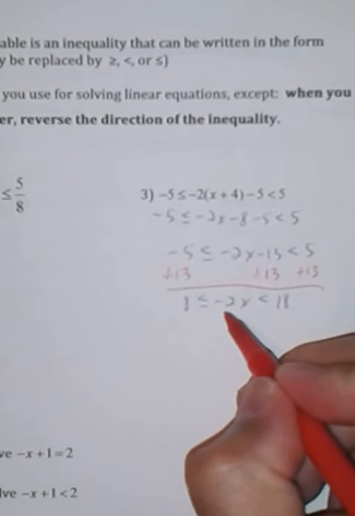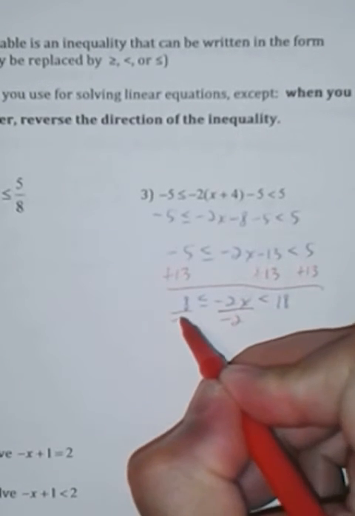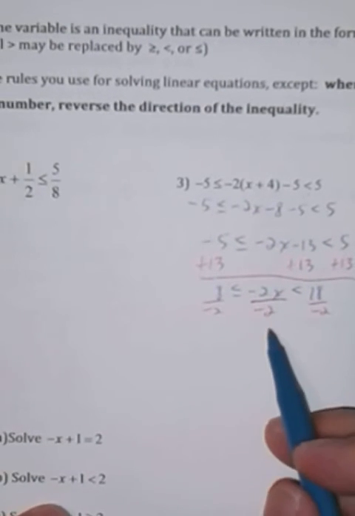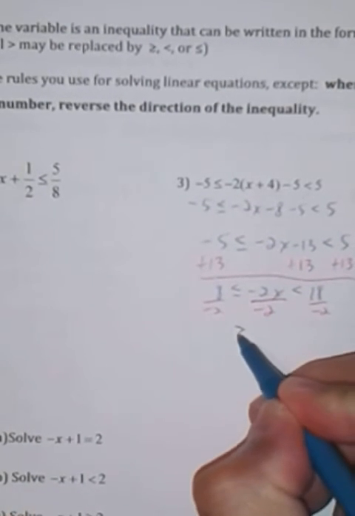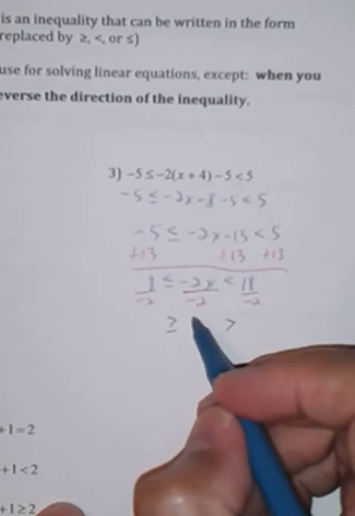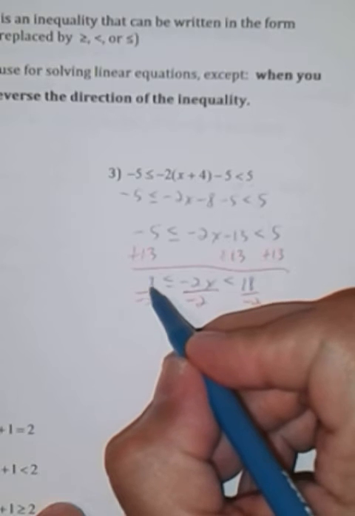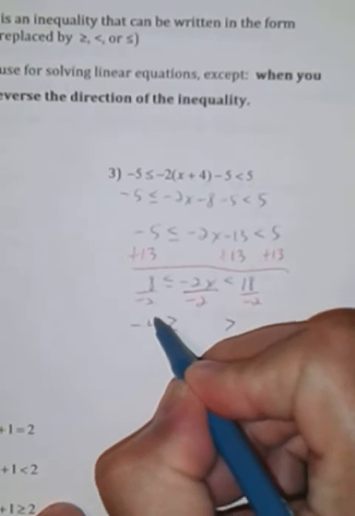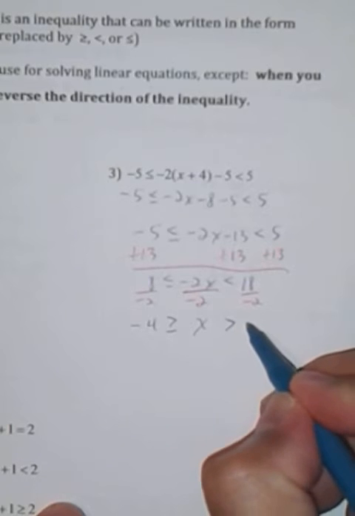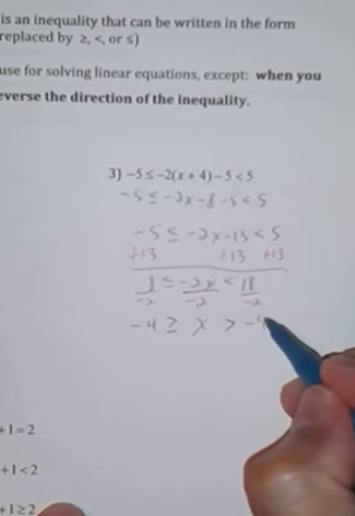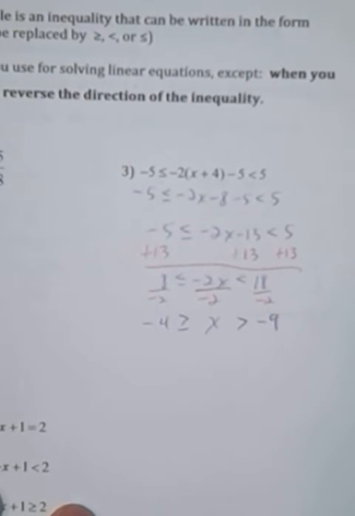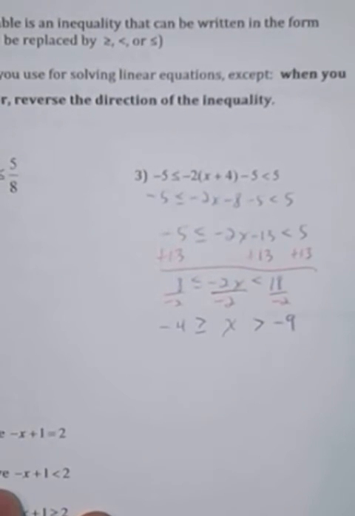And then I'm going to divide by -2, but I have to do that on all 3 parts. Remember, when you multiply or divide by a negative, you have to switch the inequalities. So they're just going to switch around like so. But then you just do everything, whatever it says. 8 divided by -2 is -4, is greater than or equal to x, is greater than or equal to -9. Okay? And notice that -4 is greater than -9, so those inequality symbols are pointing in the right direction.